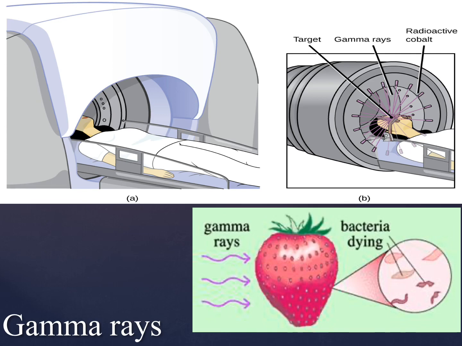Gamma rays, on the other hand, have a wavelength shorter than 0.1 nanometer. They can also penetrate most materials very easily. Gamma rays are used in the medical field to treat some forms of cancer. Doctors focus the ray on a tumor inside the body to kill the cancer cells.